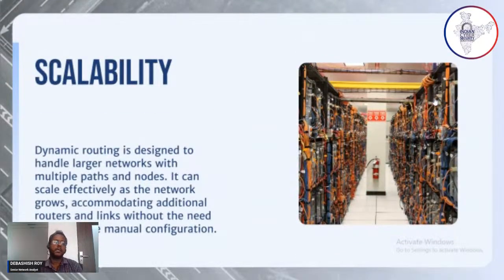Then the scalability. Dynamic routing is very scalable because OSPF is designed with the autonomous system and areas. This ensures scalability, and it can handle larger networks. Like with the BGP protocol, it actually has almost 40 million prefixes, even more. So it can scale effectively as the network grows, and it accommodates additional routers and links without the need for extensive manual configuration. You just add the source networks, and the destination it will process.